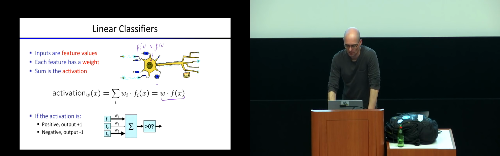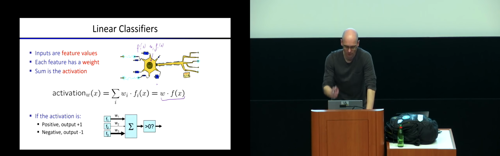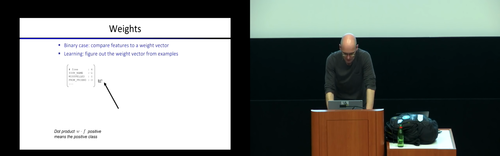Represented as a network, and we'll see more of these drawings in the future. We have features coming in, in this case three feature values. Imagine an image with just three pixels that could be on or off, three feature values coming in. They're being weighted, summed together, and then a decision is made whether the resulting activation is bigger or smaller than zero. Okay, so let's look at an example.